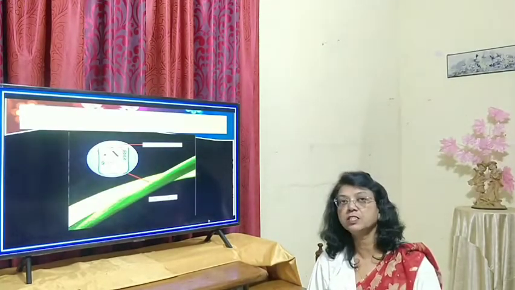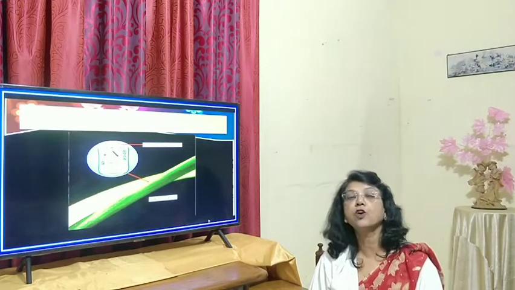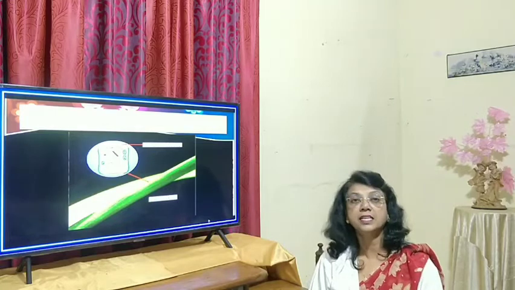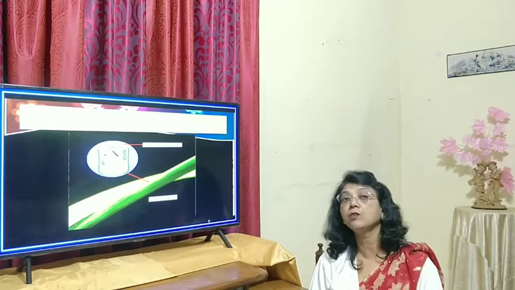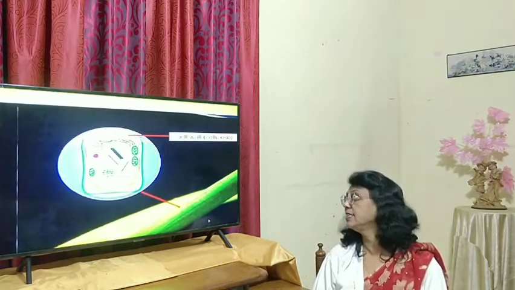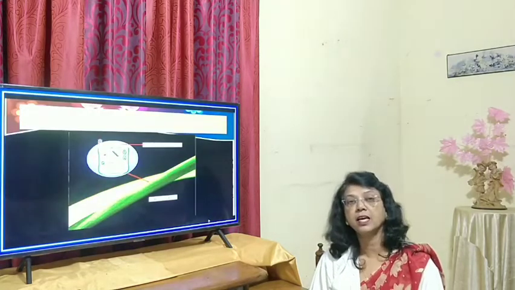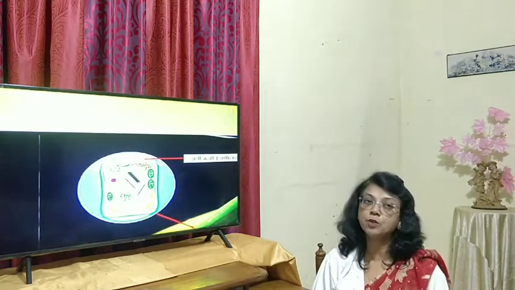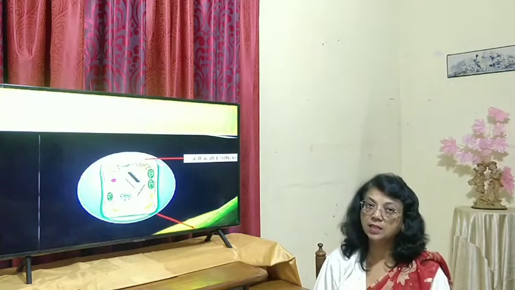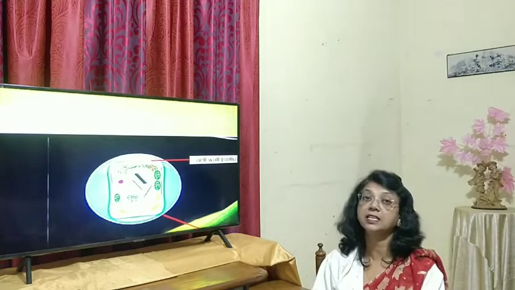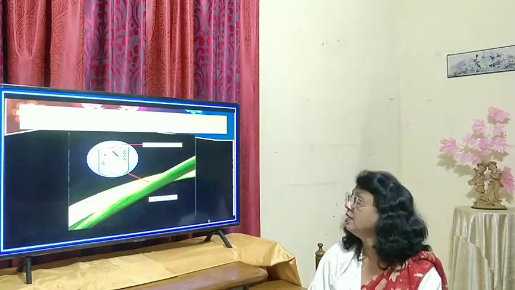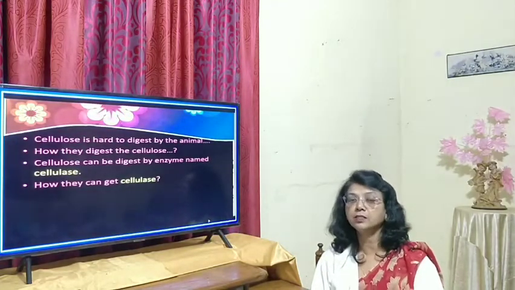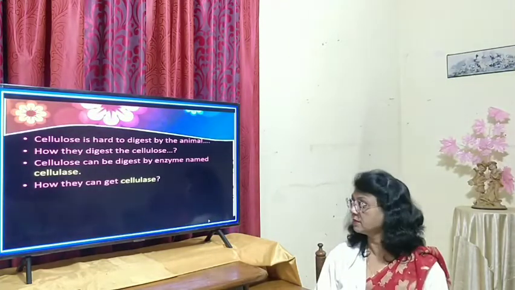The picture which is displayed on the screen is of a plant cell. You know that the plant cell contains a cell wall. That is the outermost boundary of the cell. And this cell wall is made up of cellulose. Now, why am I talking about cellulose? I'm talking about this because the animals graze over the grass or they eat the plant parts.